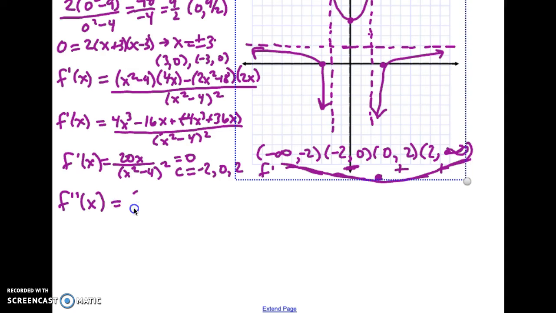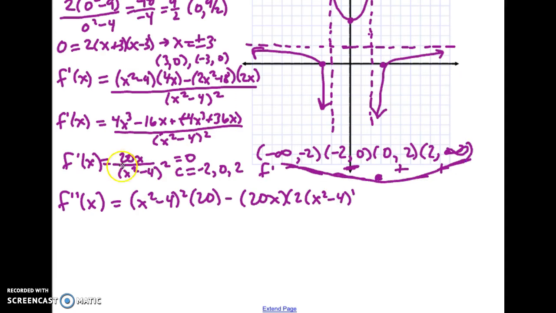Second derivative. Low d high minus high d low. To do d low, I'm going to have to do a chain rule. So 2 times the x squared minus 4 to the first. So I just took that 2 and put it out in front here. And then times the derivative of the inside. So that's the derivative of this x squared minus 4, all over low squared. So that becomes a 4th power.